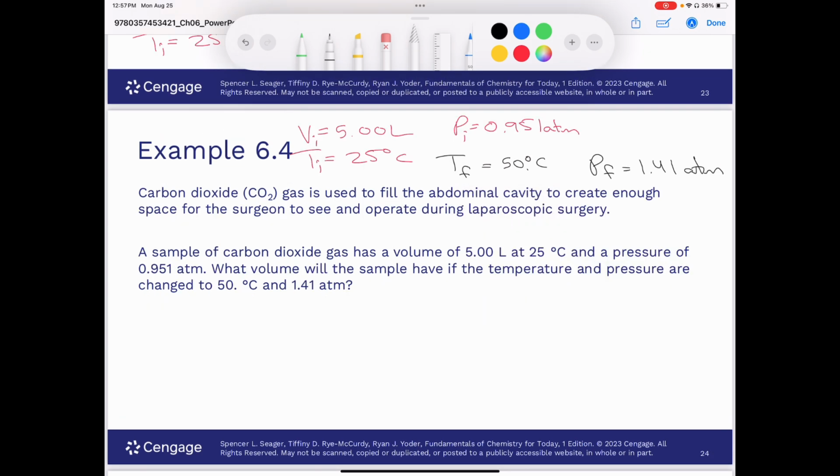And so I've pasted that all at the top. So what are we missing? We are missing the final volume, right? That's what they're asking: what will the volume of the sample be? So what we're looking for is final volume.